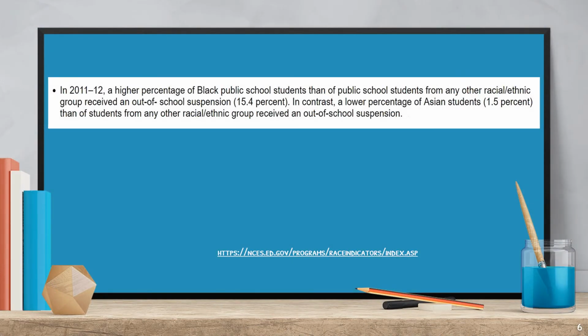Let's look at one example from the 2017 National Center for Education Statistics report on race indicators. Take a moment to read this data. Does this data conform to any stereotypes you have about these groups of students? Do you identify as one of these groups? If so, how does this make you feel?